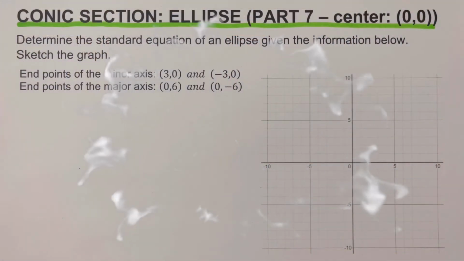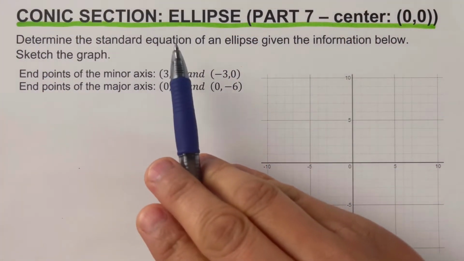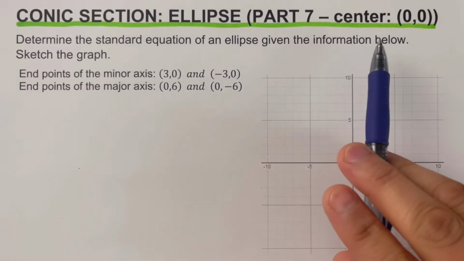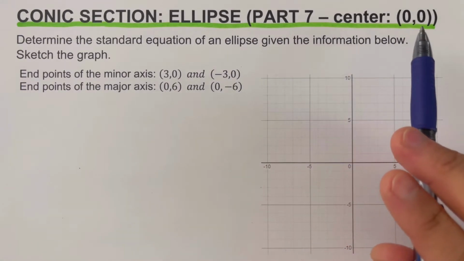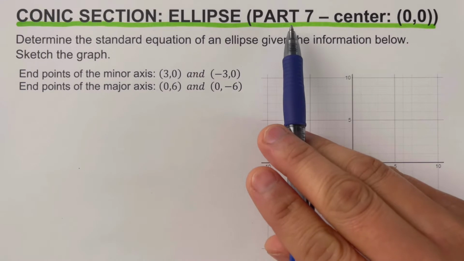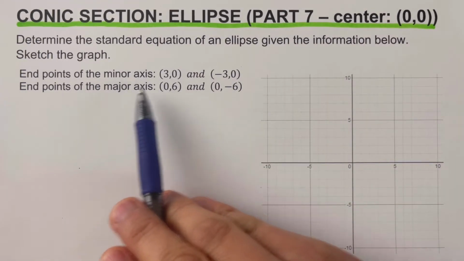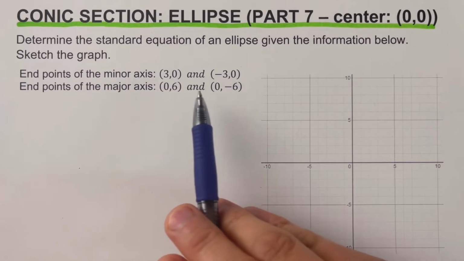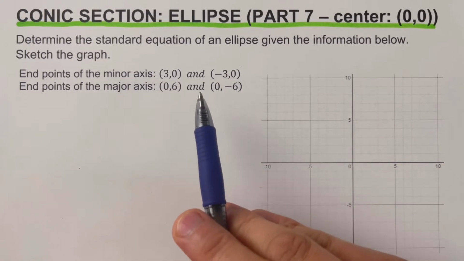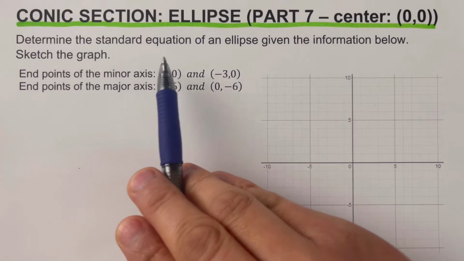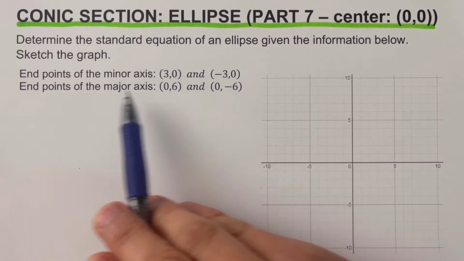Everyone. This video will focus on conic sections, specifically on the ellipse with center at (0, 0), or at the point of origin. And this is the 7th part. In this part, we are given the two endpoints of the minor axis and the two endpoints of the major axis in our problem, and we're supposed to determine the standard equation of the ellipse given this information.